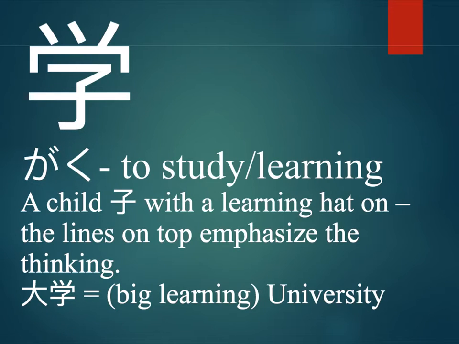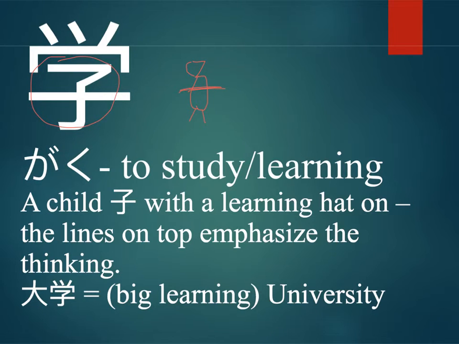This is gaku. Gaku means to study, or learning. It is made up of a couple different radicals. This is actually the kanji for child. So when a kanji is reduced to its smaller state and put together with other kanji, we call it a radical. So that's child, and it's supposed to represent a little kid like this, kind of bundled up, maybe like a baby. You think of a little kid like that.